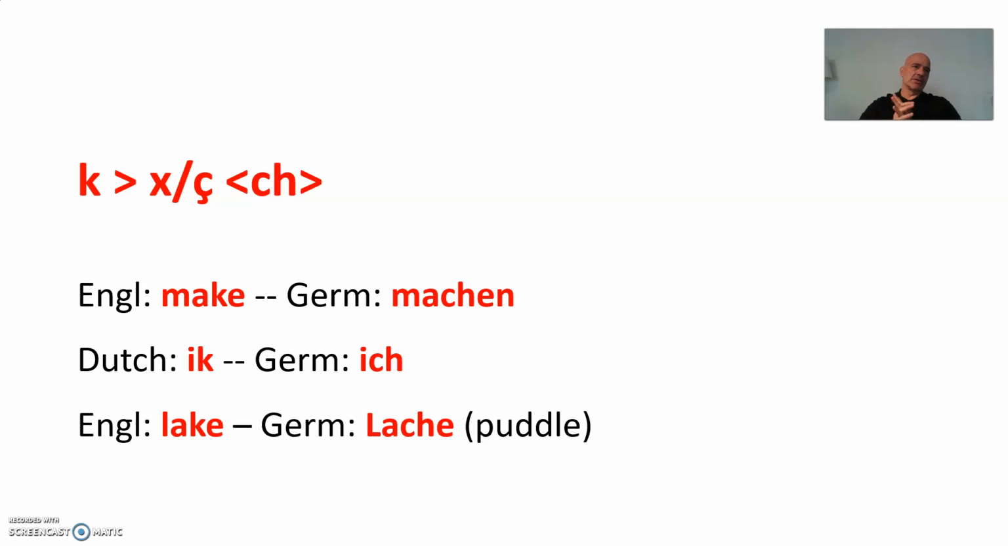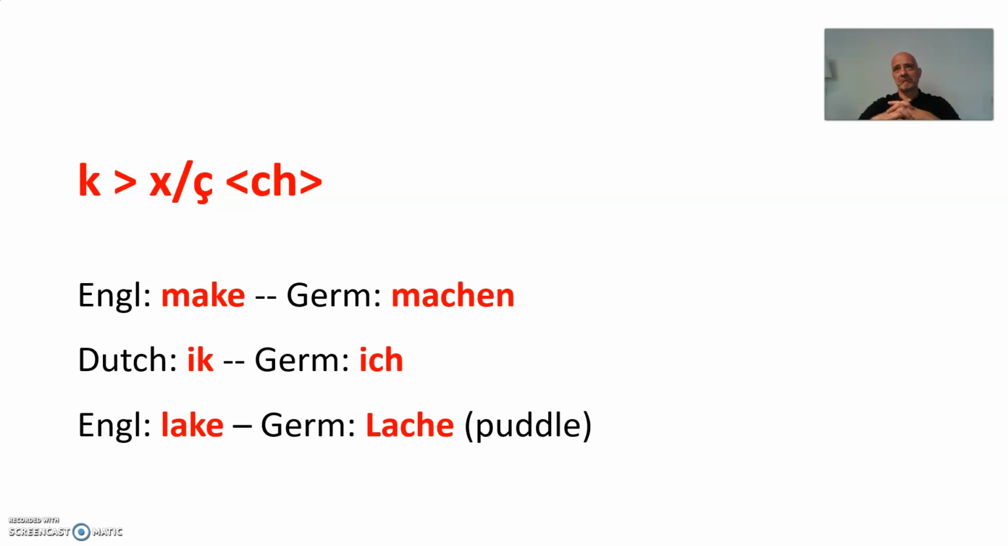Plosive in English. Or, for once, a Dutch example, because the Dutch don't have the consonant shift: ik and ich. Yeah, okay, here we go. Ik, ich. In English, I. Or take English lake, which in German is Lache. In German, it's more a puddle, a very small puddle. In English, lake, of course, a big lake.